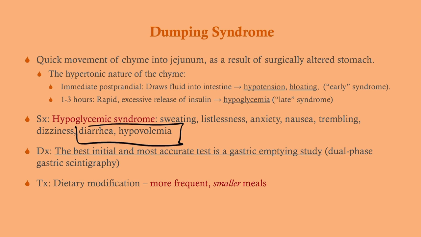Okay, so the diagnosis here is a gastric emptying study. That's how it'll come up on your exam on CCS. However, what this actually is, what we call it in medicine, is a dual-phase gastric scintigraphy. But on your exam, look for gastric emptying study. The treatment here is just dietary modification. Smaller, more frequent meals to reduce putting all that food into the duodenum.